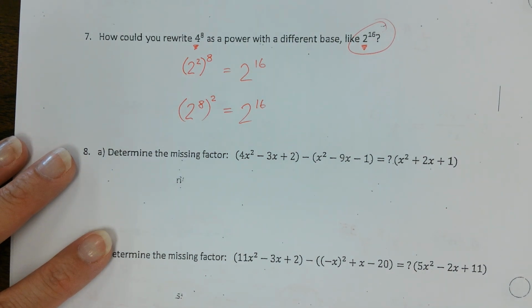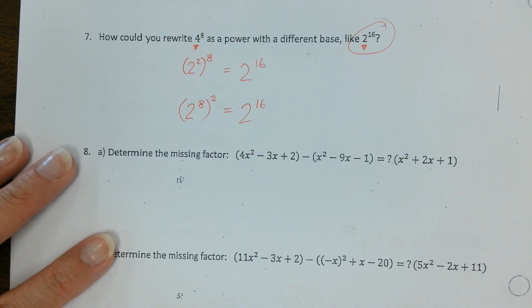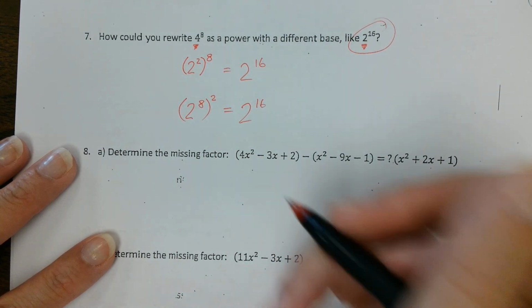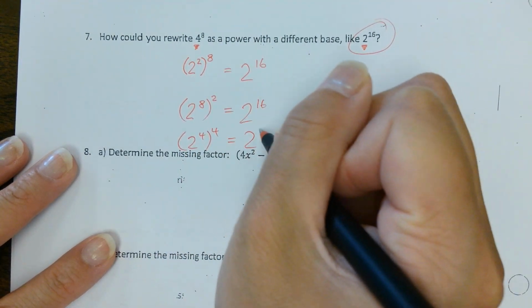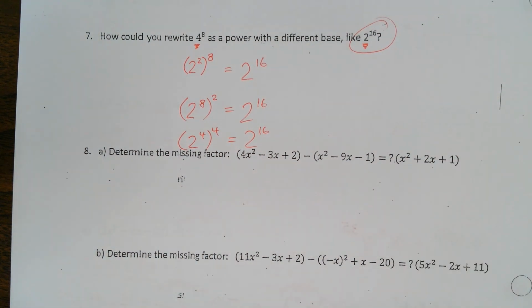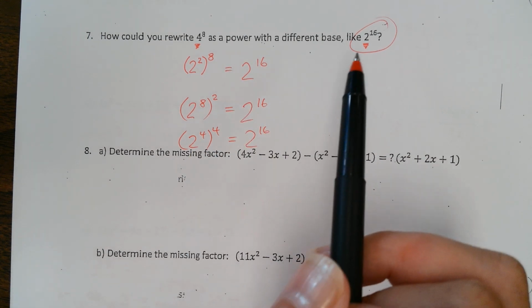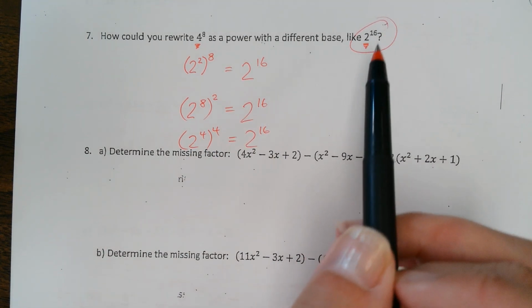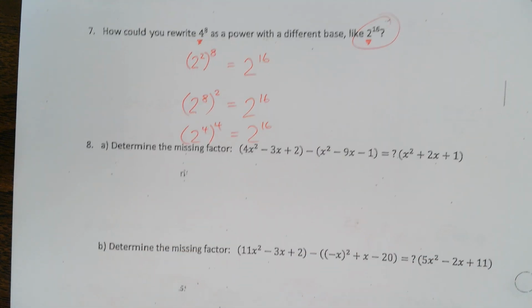So there's another one. Anyone have another one? Remember, all you need is for your exponent to be 16. So 2 to the power of 4 to the power of 4 will also give you 2 to the 16. So all of these will work. But most importantly, you need the base of 2. If it's not the base of 2, you can never get to this. So you have to change your base of 4 to a base of 2.